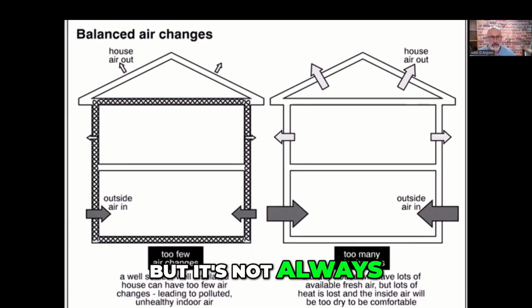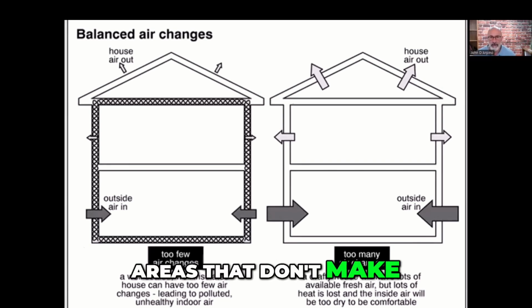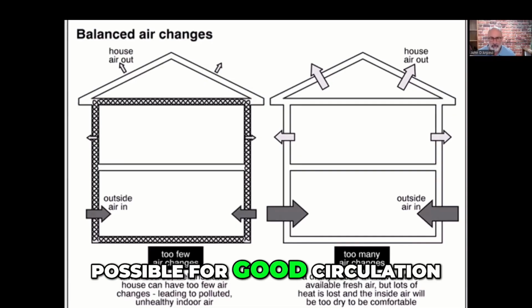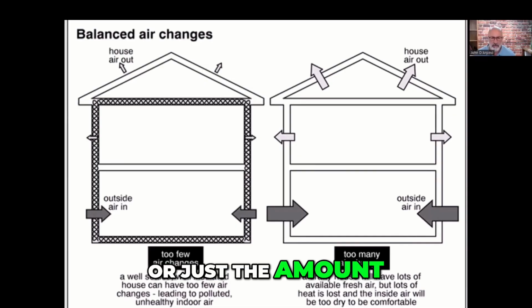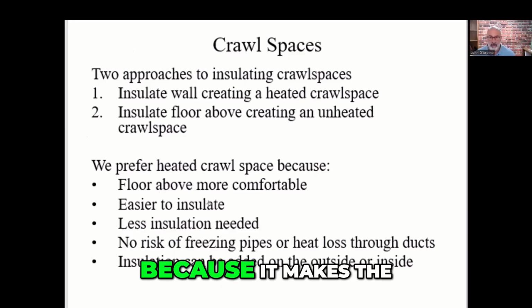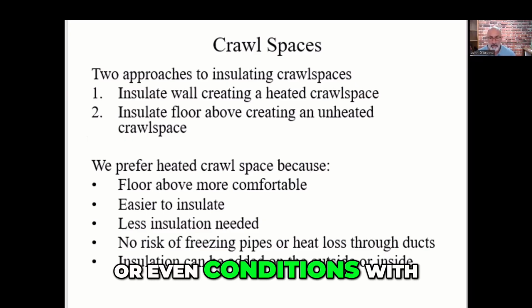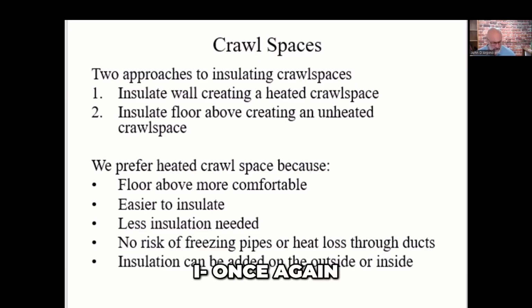But it's not always possible, depending on the style of house. If it's an old farmhouse, a lot of times these crawl spaces are really just pits. They're dug out dirt areas that don't make it possible for good circulation of air, and the amount of moisture that can accumulate down there is a lot, especially with a dirt floor. So we prefer heated crawl spaces if possible, because it makes the floor above more comfortable. It's easier to insulate, and less insulation is needed. There's no risk of freezing pipes or issues with the ductwork as well. And so once again, making crawl spaces conditioned space is the way to go.